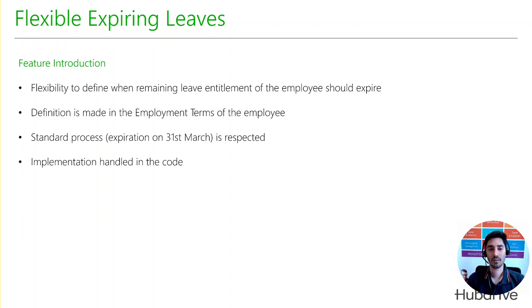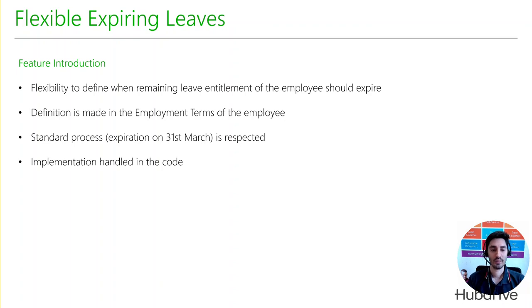As I mentioned, this ensures more flexibility for HR managers and also for the employees when the remaining leave entitlements of the employee that are not used in the current year are moved to the next year, they can be defined when the expiration date will occur. So this is made entirely in the employment terms of the employee. The standard process is still respected. So if you don't want to adjust when the expiration will occur, 31st of March is still respected.